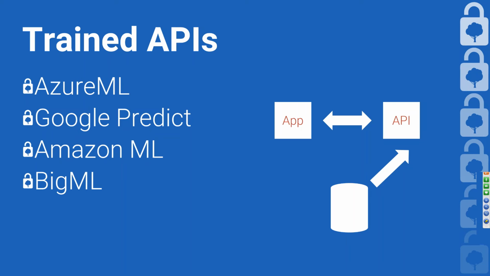Google Predict and Amazon ML are much more limited. You can basically only do logistic regressions with those. So they might be cheaper, they might be faster, but they're not going to cover anywhere near as many use cases for you. And BigML is another sort of machine learning framework. There's no GUI like Azure ML, but it's much more functional than the Google or the Amazon options.